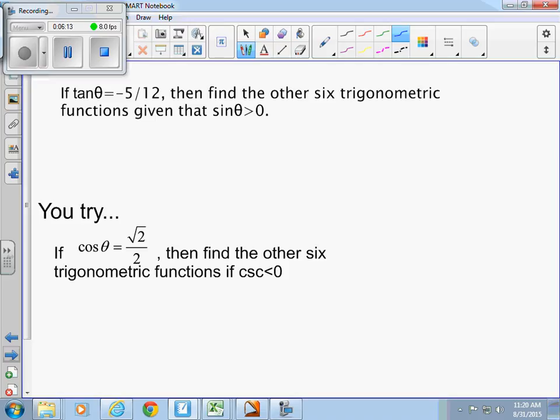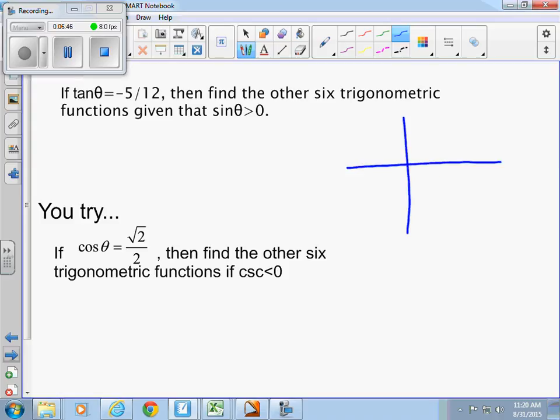So, this is where this could come in handy. If tangent of theta is negative 5/12, then find the other 5 trig functions given that sine is greater than 0. Would you agree there are only so many ways that sine can be positive and tangent can be negative? Which quadrant do I have to be in if sine is positive and tangent is negative? Second quadrant, everyone agree?